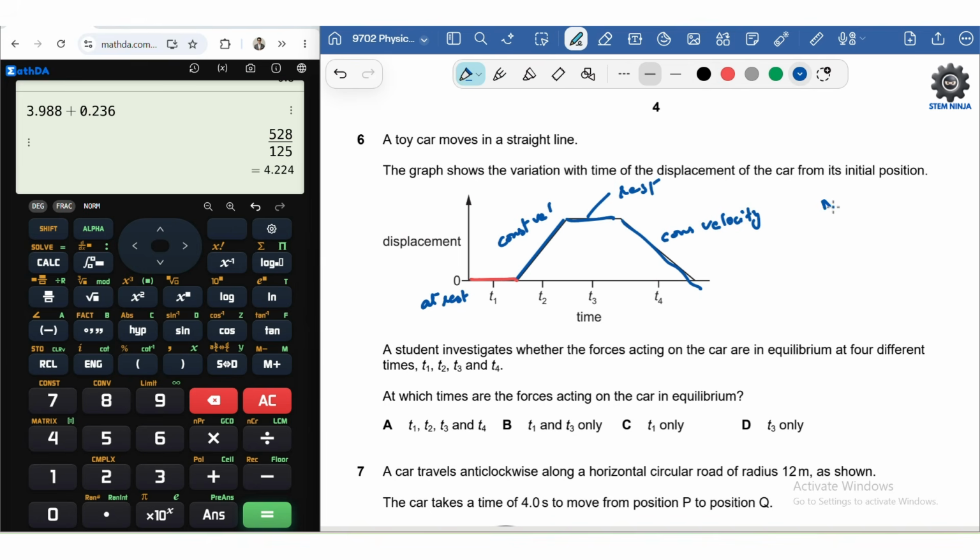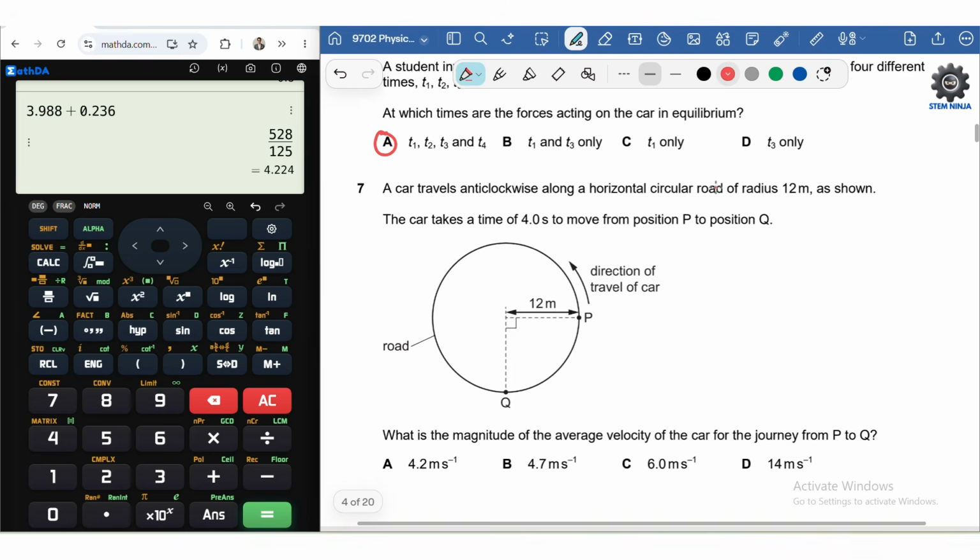Okay, so you can understand this from the perspective of Newton's first law, that an object continues to be at rest or move with a constant velocity unless acted upon by a resultant force. Or you could say an object under zero resultant force will continue to stay at rest or move at a constant velocity. So actually all of them are in equilibrium, because constant velocity is also a type of equilibrium, rest is also a type of equilibrium. So A.